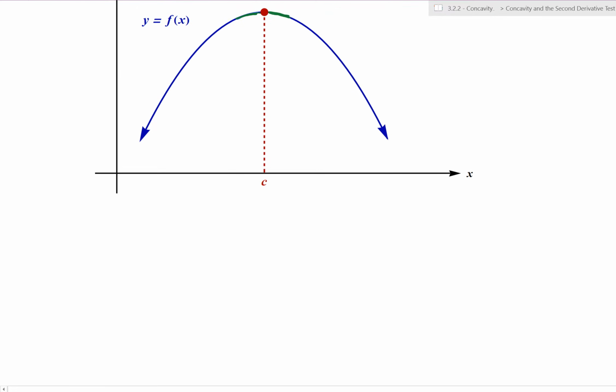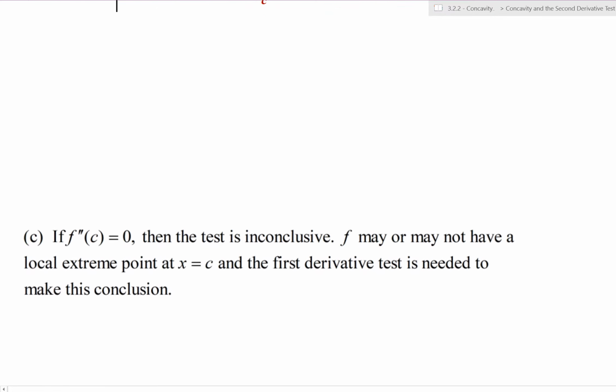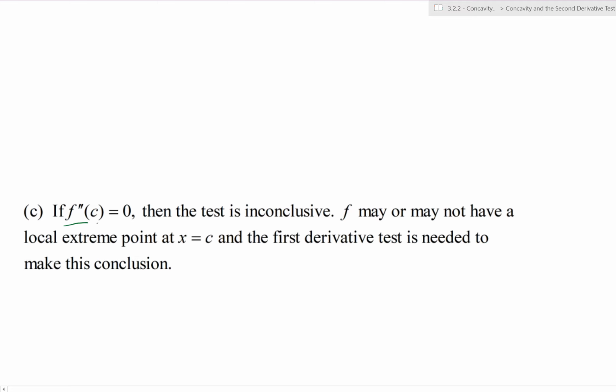If it ends up that the second derivative at this location is 0, then we don't get any information. We say the test is inconclusive, and we don't know what's going on there. The function may or may not have a local extreme point at x equal to c. The only way to figure that out under this circumstance is to use the first derivative test to conclude something.